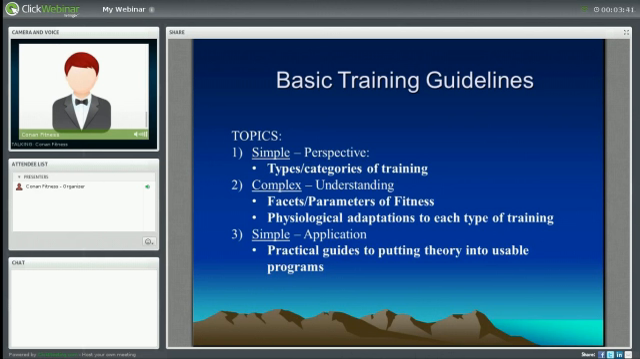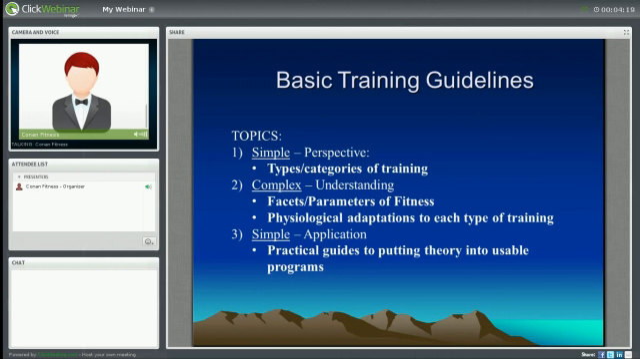The second part will then be delving into a little bit more complexity, so going into a bit deeper understanding for the point of understanding, and for these main two reasons. The first is going into the facets or the parameters of fitness. Some people call it the components of fitness. And that's like, why do we do the training? What are all the individual benefits of it from the body's perspective? And then looking at the physiological adaptations to each of those types of training.